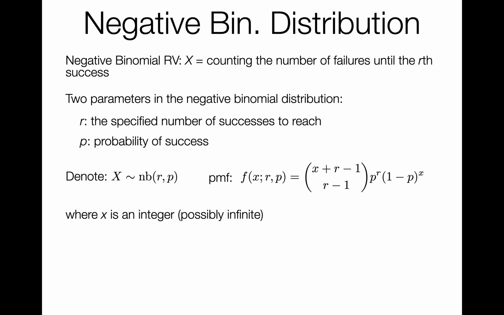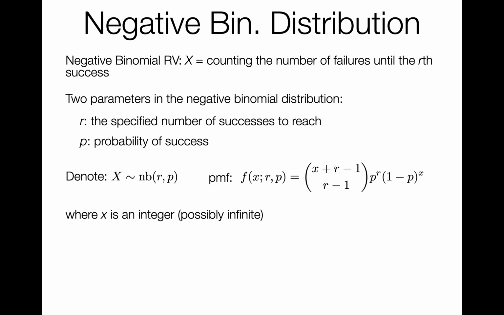I won't go through and actually talk about each of those parts because they mimic the binomial one very similarly. But of course, they're different. So I know I'm going to have r successes, and then I have however many failures it takes to get to the rth success. So p to the r, success, 1 minus p to the x, failures, and the choose: how many ways that can happen.